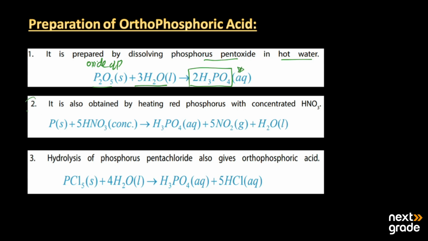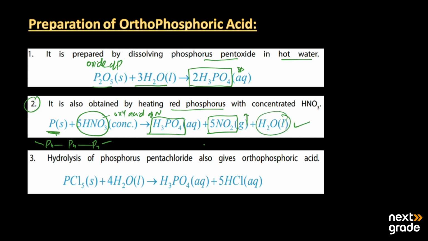The second method for the preparation of orthophosphoric acid is that it can also be obtained by heating red phosphorus. The phosphorus that we take is red in color, in which P4 molecules are attached and make long chains. While reacting with concentrated nitric acid, HNO3, the oxyacid of nitrogen, it produces phosphoric acid, nitrogen dioxide gas that is removed, and water as a liquid.